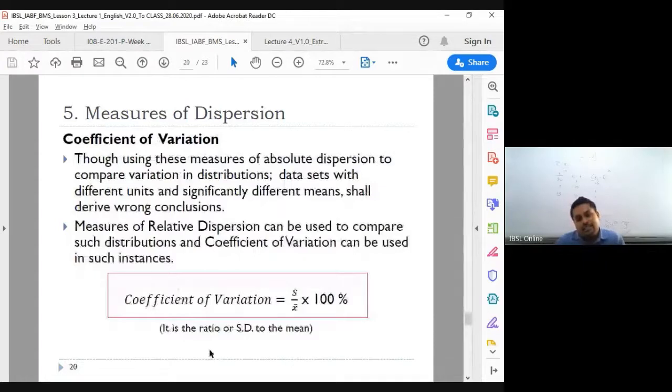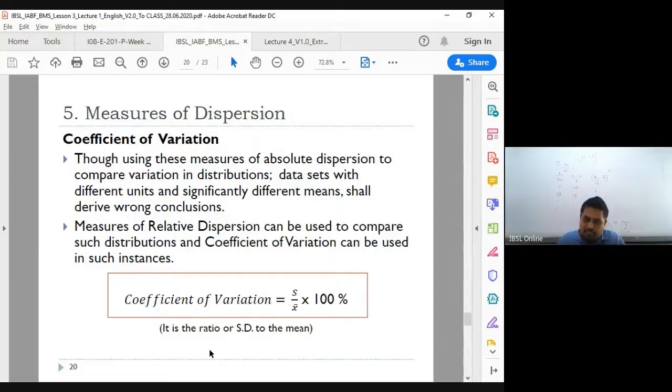Having said that, we are coming to the last theoretical part of the session, that is the coefficient of variation. Though we use these measures of absolute dispersion to compare variations of distributions, data sets with different units and significantly different means shall derive wrong conclusions. I repeat, although we use these absolute measures, say mean of 7 plus 1, 7 minus 2, if we are trying to compare data sets with different units and significantly different means, let's say my data set has a mean of 7 and the other data set has a mean of 1007, then we can't come to conclusions just by looking at the central tendency or the variations.